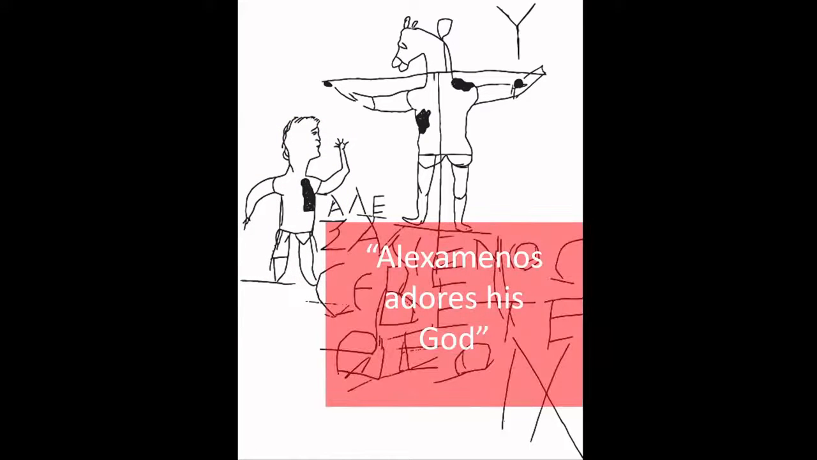In 1856, near Palatine Hill in Rome, an ancient piece of graffiti was found showing a figure with the head of an animal and the body of a man. Next to this is the picture of a man, and the inscription beneath it reads, "Alexamenos adores his god."